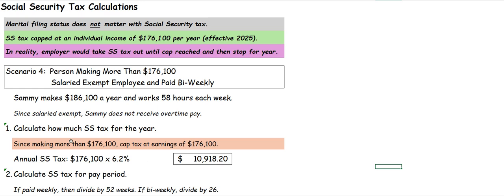Since making more than $176,100 a year, we cap the Social Security tax at $176,100. So the annual Social Security tax is $176,100 times 6.2%, or $10,918.20. If Sammy made $500,000 a year, this number would not change. If Sammy made $1 million a year, this number would not change. It's always capped at that amount if a person exceeds it.